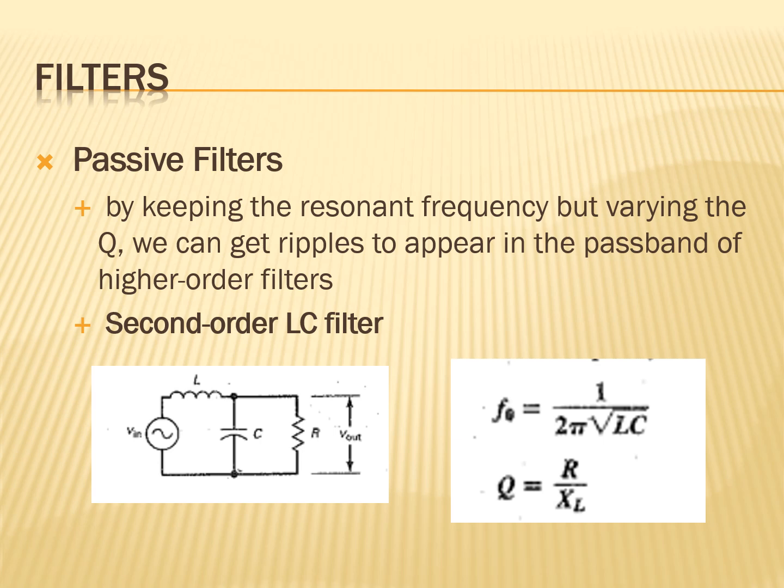Okay, so we have here a passive filter. So what do we have here? This is a second order. As you can see, by keeping the resonant frequency but varying the Q, we can get ripples to appear in the passband of higher order filters. So we have here a second order LC filter. Why is it considered to be a second order LC filter? If we count the number of inductors and capacitors that we have, we have one inductor and one capacitor. So this is 1 plus 1, so we have 2. Therefore, we have a second order LC filter.